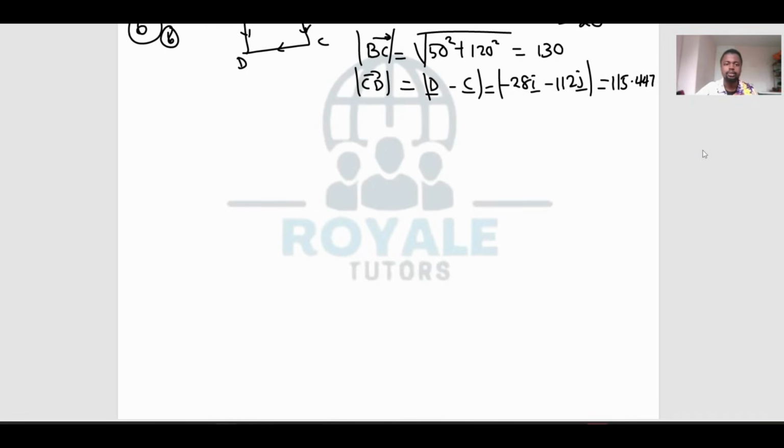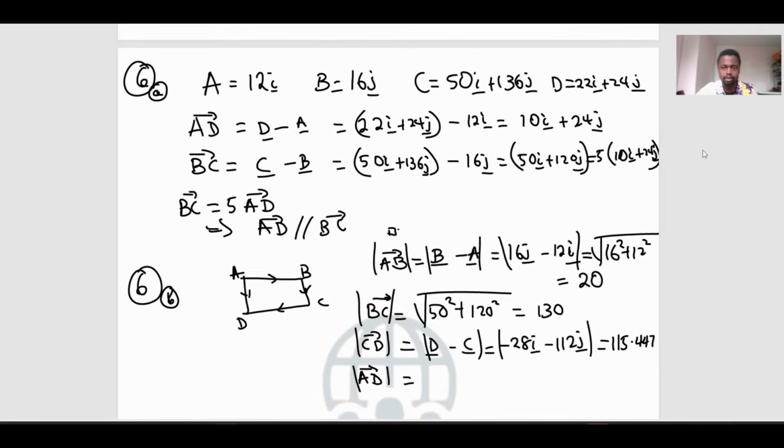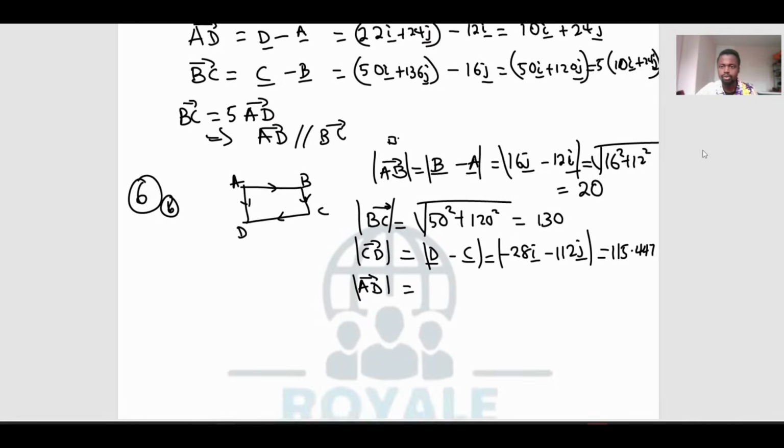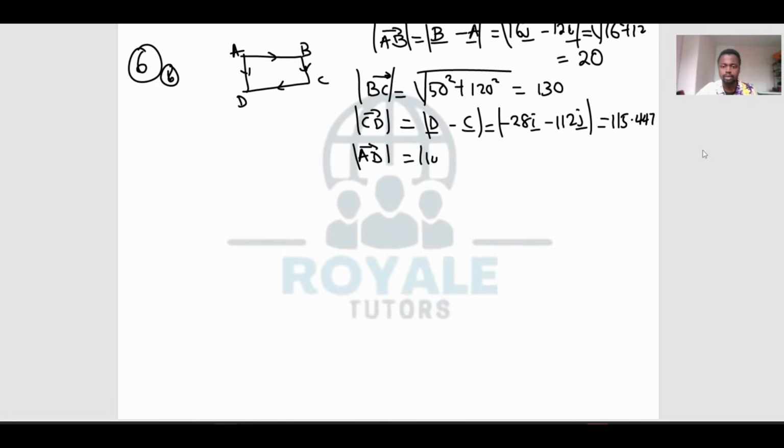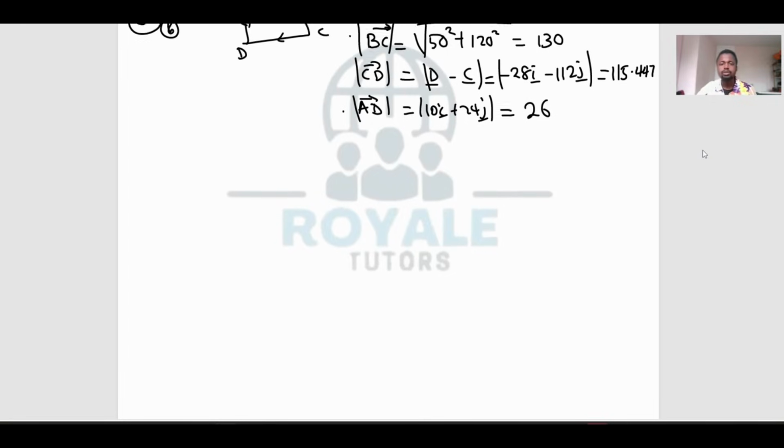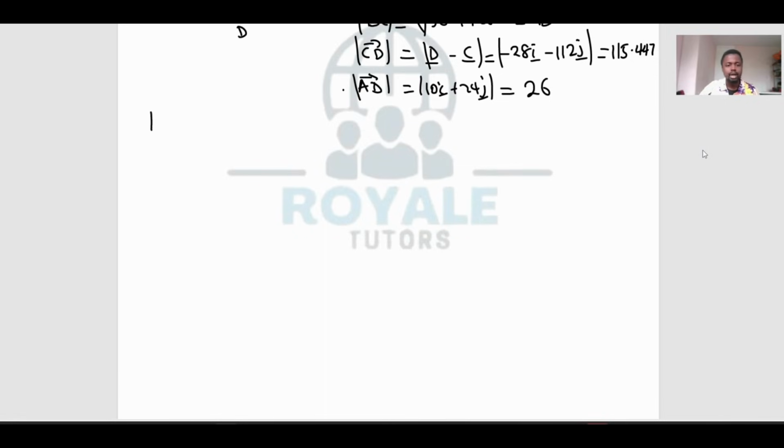Then I need to get AD as well, the distance of AD. I already found the vector AD, 10I plus 24J. So if I do the magnitude of 10I plus 24J, it should give me 26. These are Pythagoras triplets, and that's why for these two, BC and AD, I could tell what value it's going to give us.